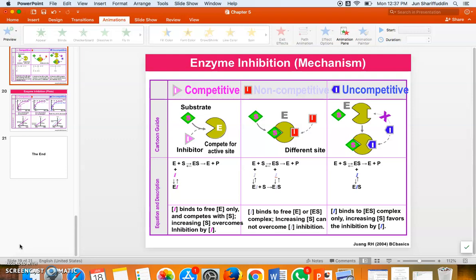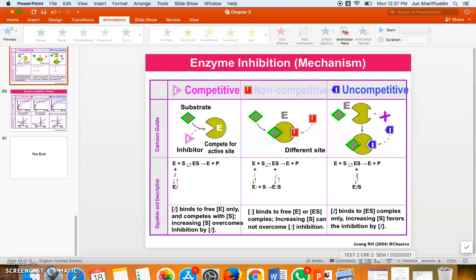So this time around is the second part of chapter 5. I will cover the enzyme inhibition mechanism, but before that, I would like to explain further with another example using the Lineweaver-Burk plot.